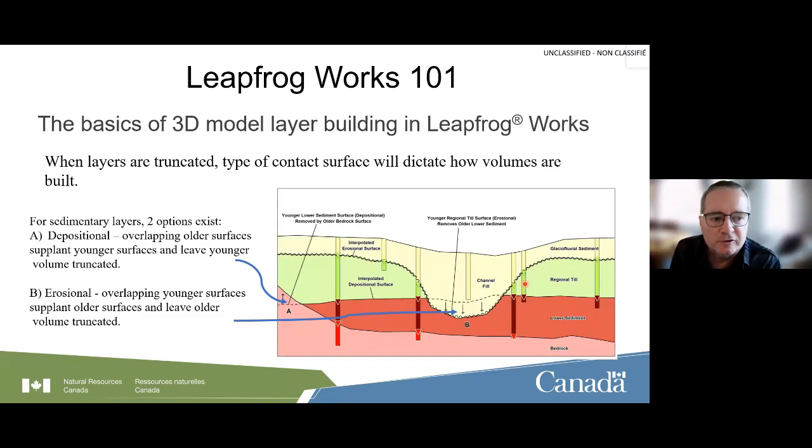With more complex geology, layers are not continuous and surfaces overlap. The type of contact surface dictates how the volume is constructed. At location A, both overlapping surfaces are depositional. In this case, the older volume is unaffected by the younger surface, and we have an overlapping scenario. At location B, the younger overlapping surface is erosional. It removes the older volume.